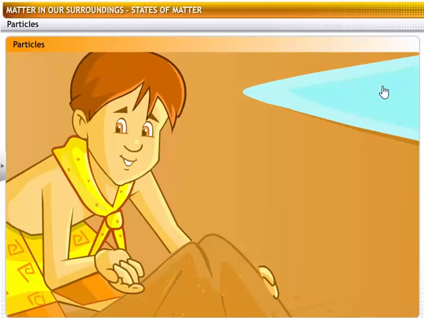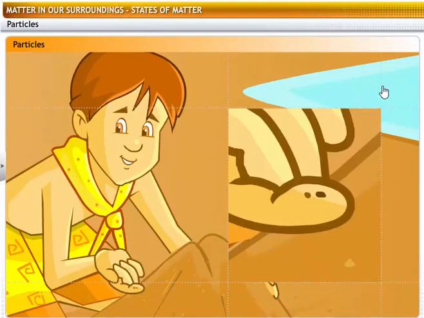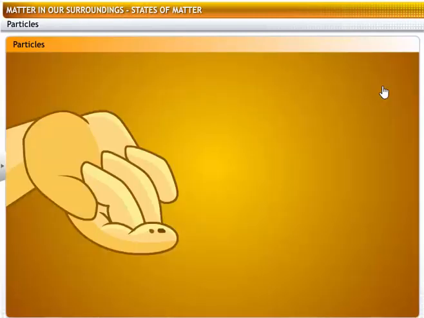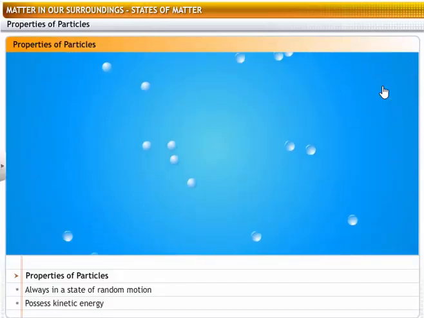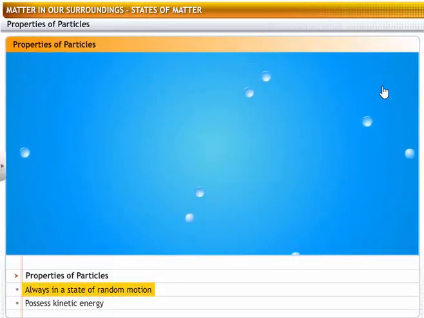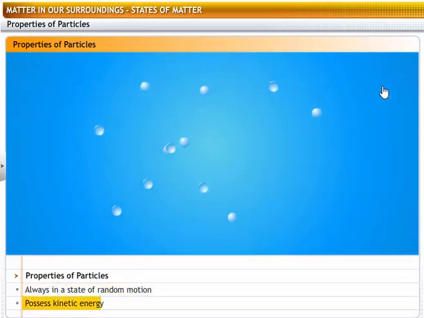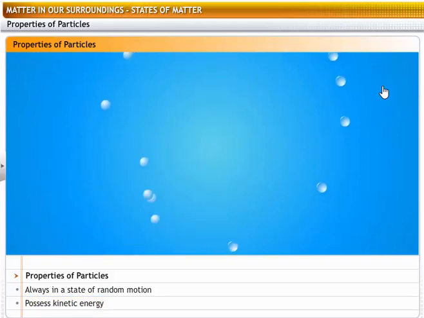Is this grain of sand a particle that you're talking about? No, that grain can be further broken into smaller particles, which are not visible to the naked eye. Those are the particles I'm talking about, and they explain why matter exists in the form of solids, liquids, and gases. Particles in matter are in a constant state of random motion, and hence they possess kinetic energy. They also attract each other, but this mutual force of attraction is effective only when the particles are very close to each other.